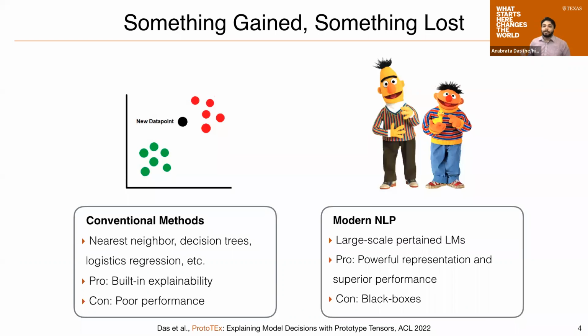And in modern NLP, we have seen a rise of large-scale pre-trained language models that provide powerful representations. And these powerful representations lead to superior performances. But the biggest con in this particular scenario is that these models are black boxes. Hence, it is difficult to understand when they might make mistakes and why.